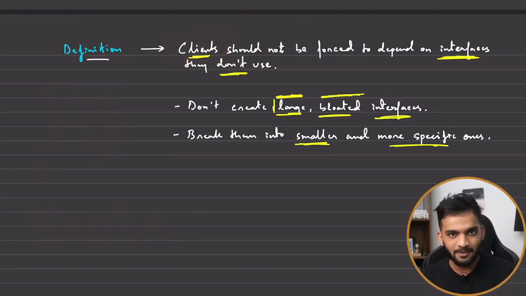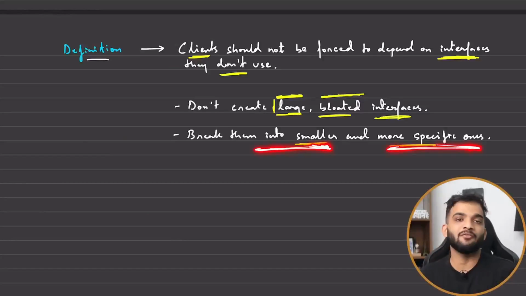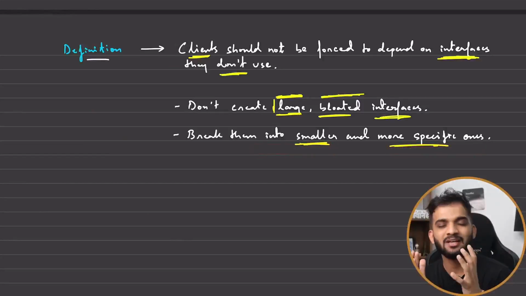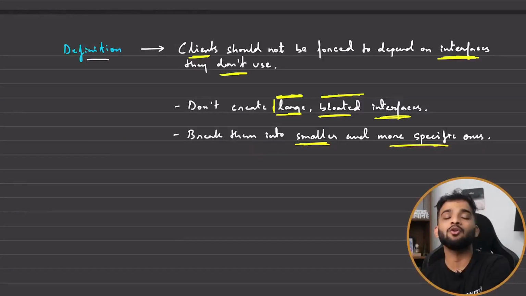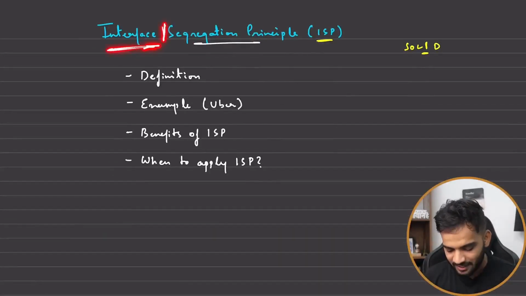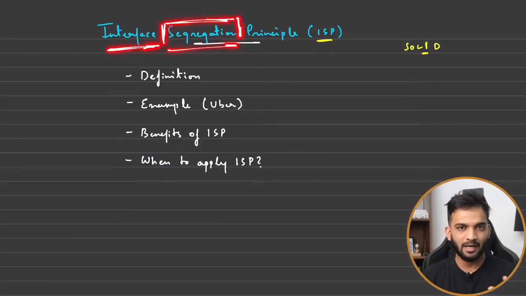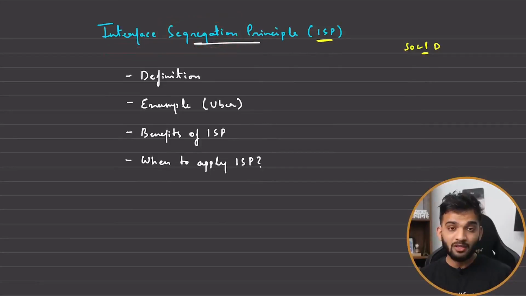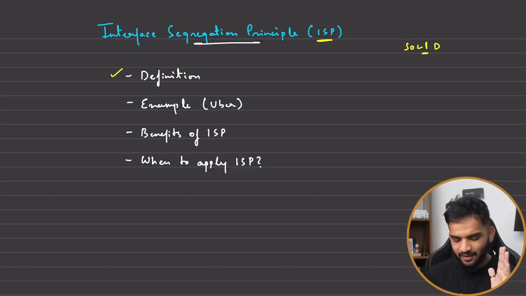And the principle states you should be breaking them down to smaller and more specific ones. Instead of having a single one, break it down into multiple. So that is the definition of interface segregation principle. I hope you understand that. So now that we know about the definition of ISP, it's time to understand ISP through an example.